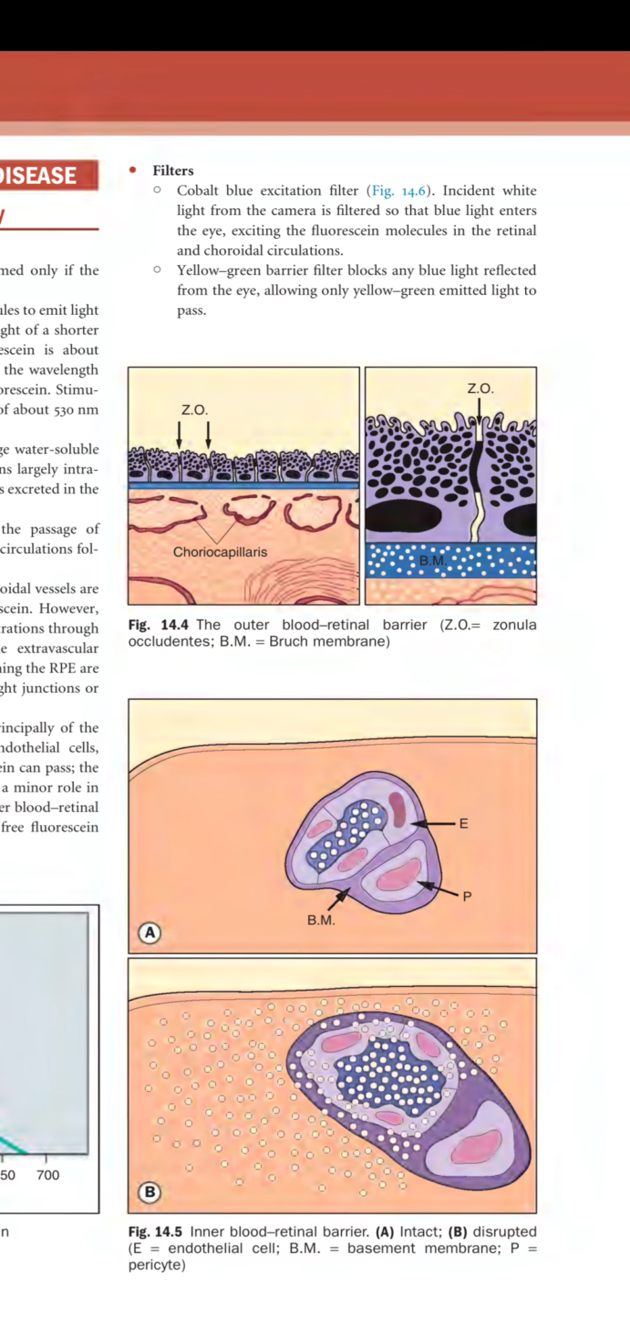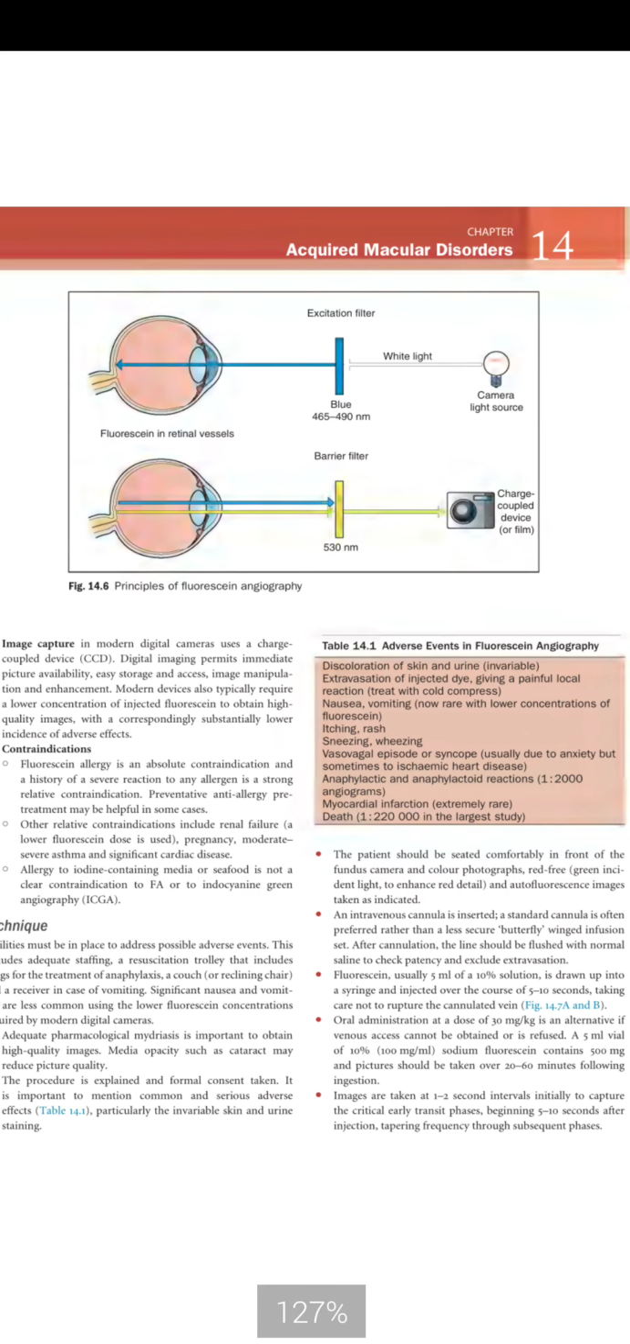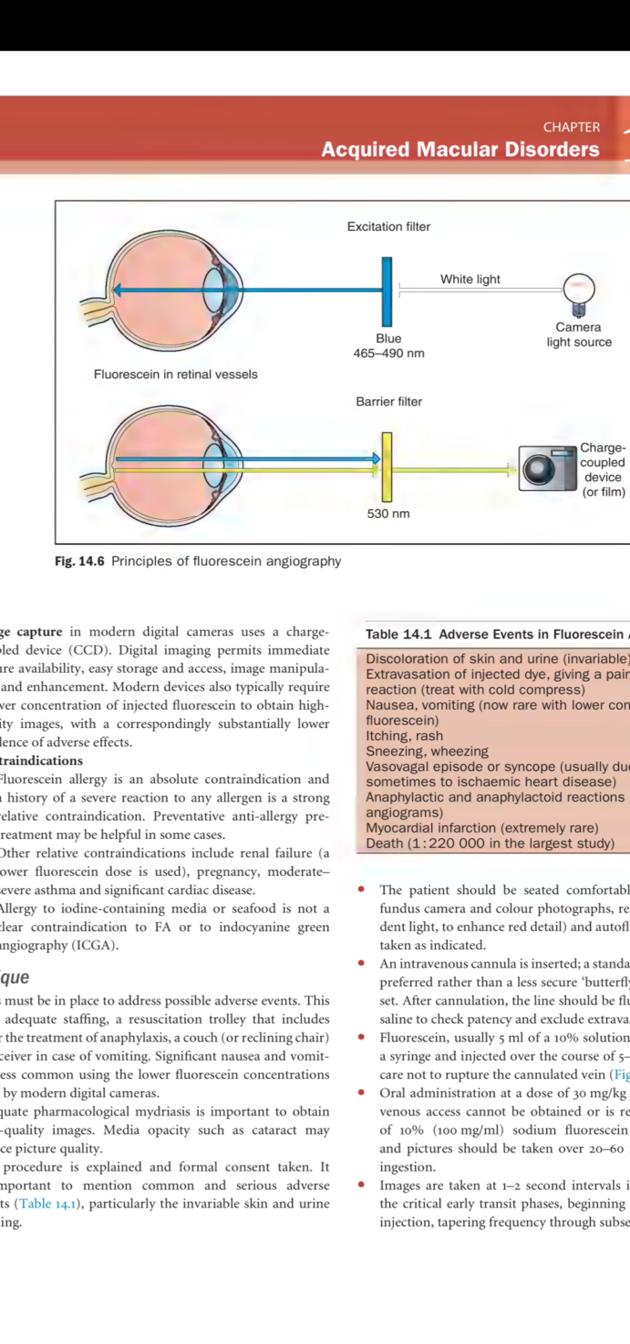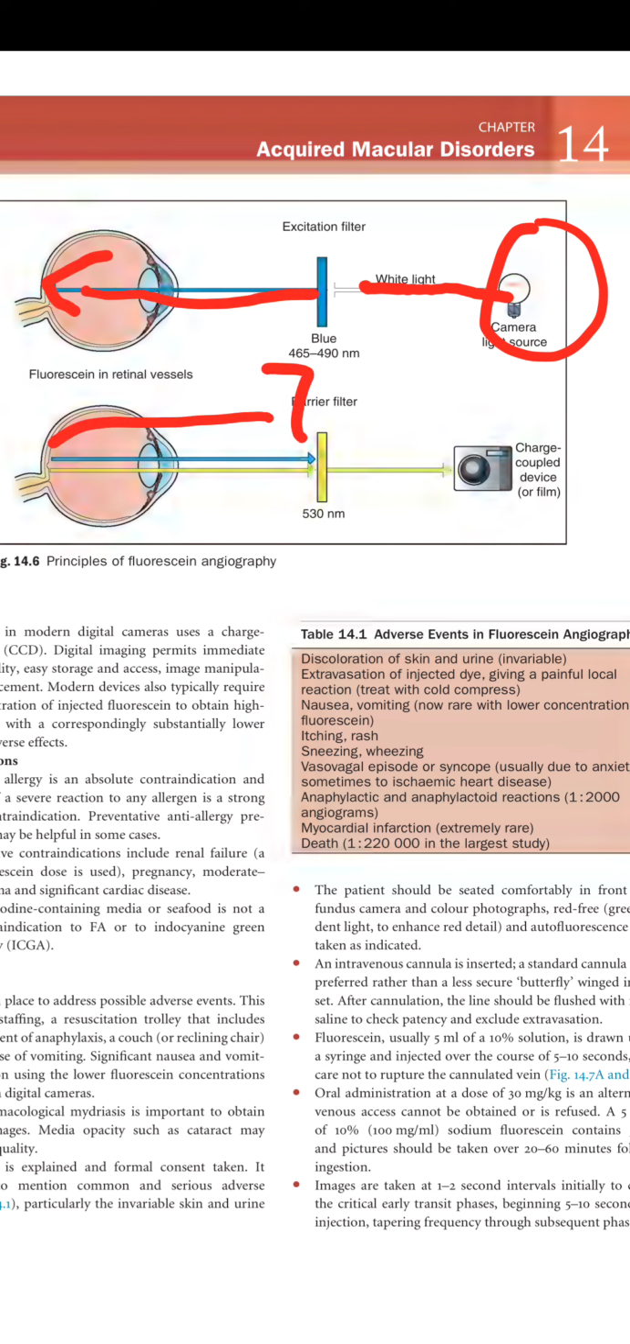So this is the outer blood retinal barrier. There is a zona occludens, and this forms the blood retinal barrier. And this is the inner blood retinal barrier. A is showing intact and B is showing disrupted. So this is the principle of fluorescein angiography. This is white light. When it passes through the blue excitation filter, it is converted into blue light. After striking the eye, some will reflect blue light and some will reflect yellow green light, but only the yellow green light will pass through.